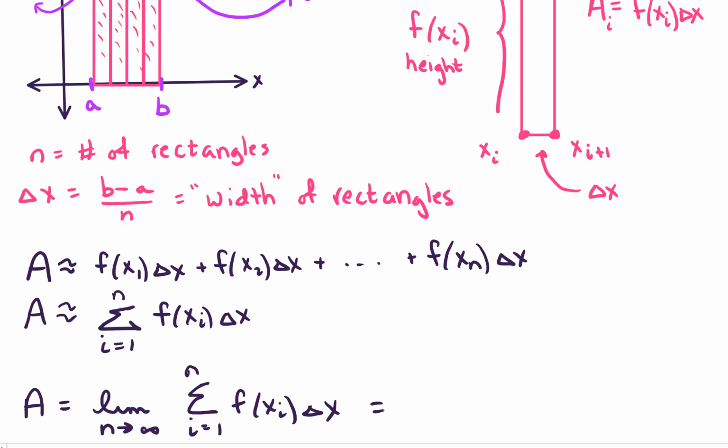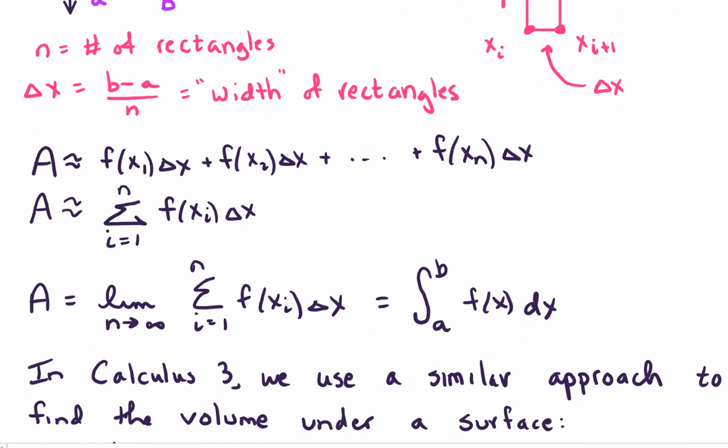That equals the integral. Notice that the integral also looks like an S or a sigma or a big summation. It looks like the definite integral from a to b of the heights, which are the f of x's, times the widths, which instead of delta x we call dx. We're going to use a similar strategy here in Calc 3.